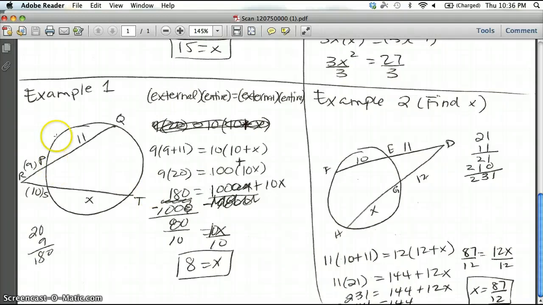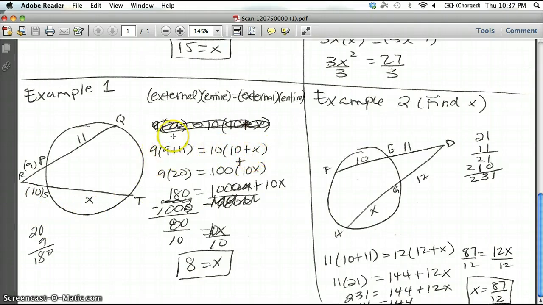Now our first example, I've got segment RQ and segment RT. Now we first have to look at the external. So RP is our external, which is 9, and we're going to multiply that by our entire length, which is RQ. So that's 9 plus 11. So 9 times 9 plus 11. And then our second segment is 10, that's our external. So 10 times our entire segment, which is 10 plus x. So 10 times 10 plus x.